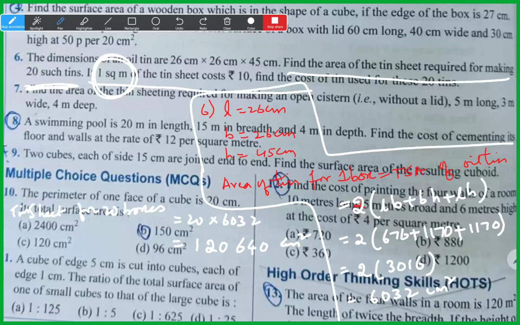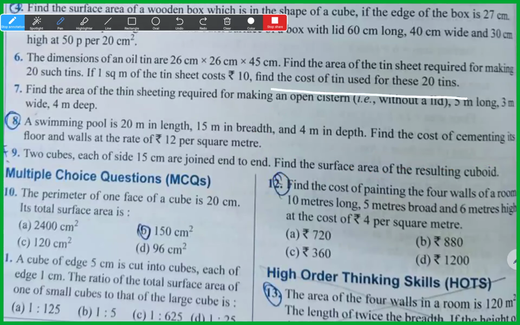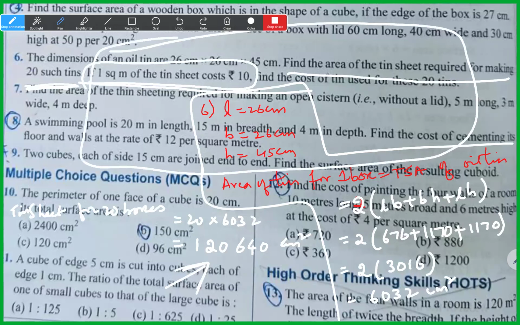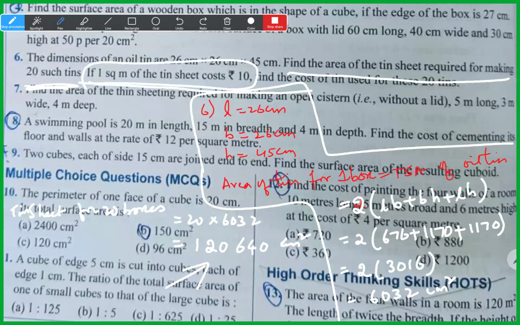Pranavi, 1 square meter cost is 10 rupees. They're asking to find the cost of tin used for 20 tins. This is the area of tin which is required in total to make 20 boxes. Before making the box, they'll buy some plain sheets, then convert them into boxes. This is the entire area of the sheets required to make 20 boxes.